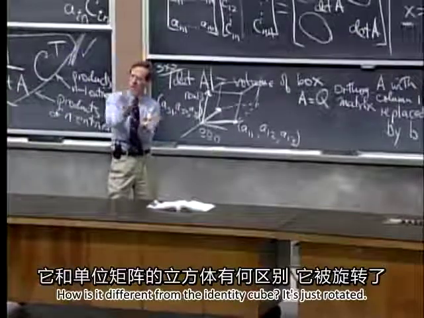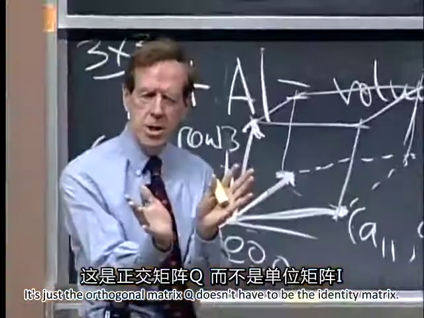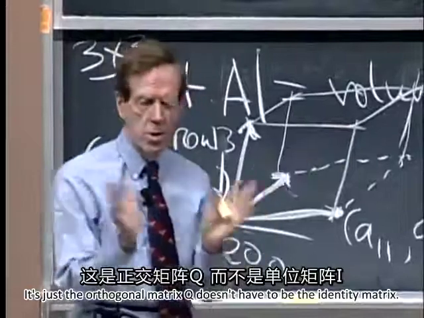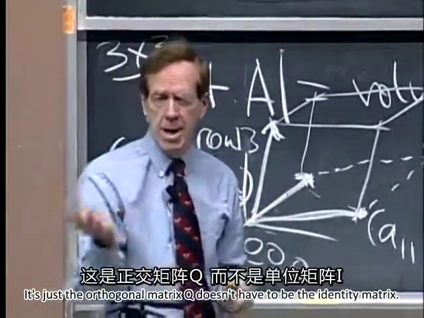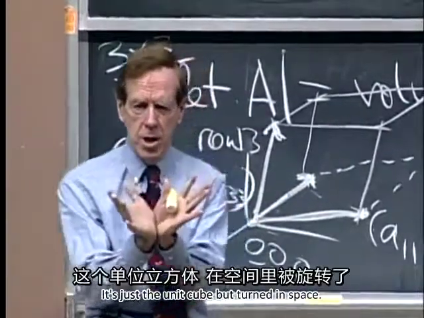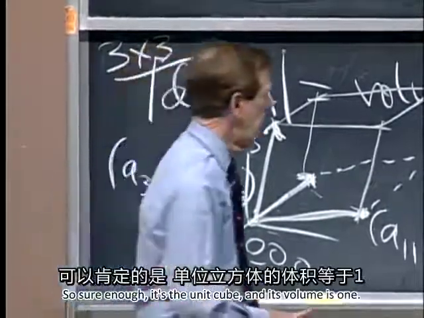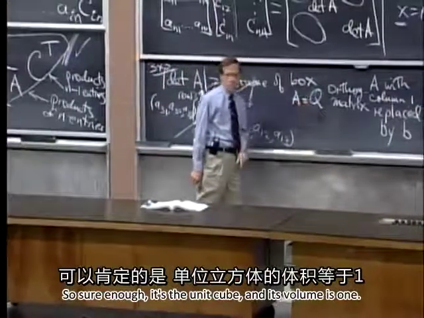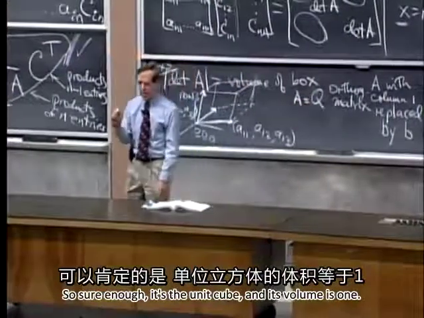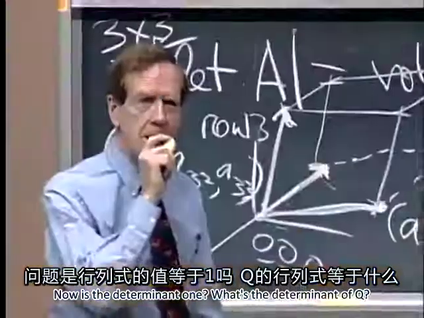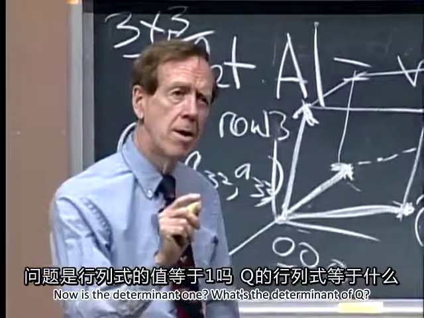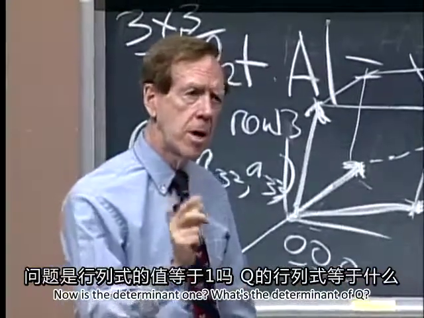It's just rotated. The orthogonal matrix Q doesn't have to be the identity matrix. It's just the unit cube, but turned in space. So sure enough, it's the unit cube, and its volume is 1. Now, is the determinant 1? What's the determinant of Q?